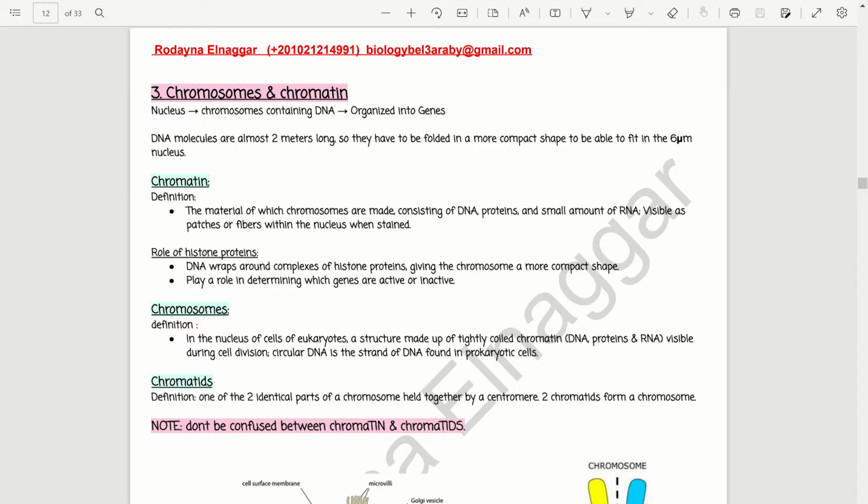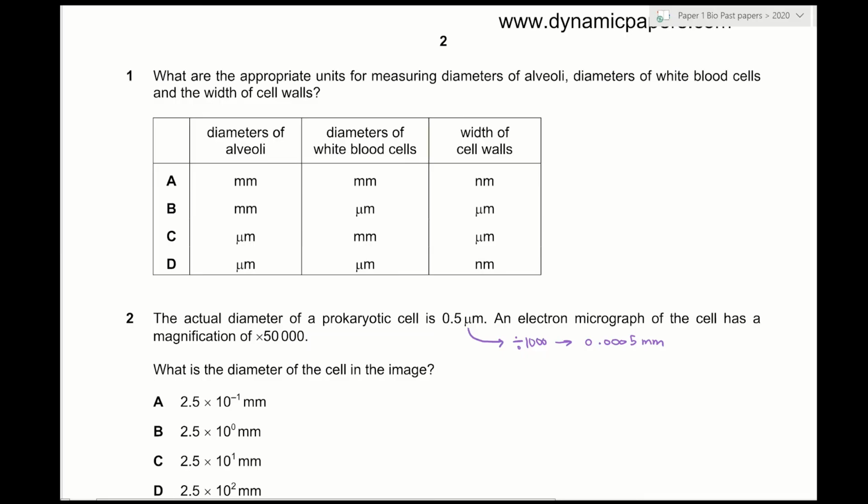Number 1. What are the appropriate units for measuring diameters of alveoli, diameters of white blood cells, and the width of cell walls? Diameters of alveoli we all know is going to be in micrometers. Diameters of white blood cells, we know that the diameter of the white blood cell is always going to be 7 micrometers. And the width of cell walls we also know is going to be 7 nanometers. Therefore, D is going to be the correct answer.